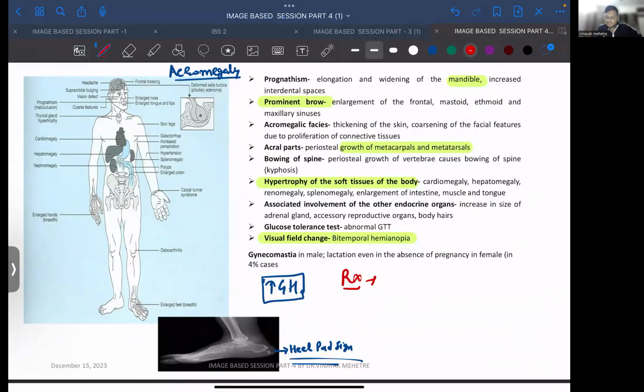Yes. First one is surgery if needed for anything. Then comes octreotide. Octreotide, yes, it is a somatostatin analog.